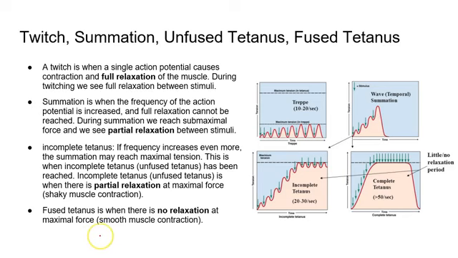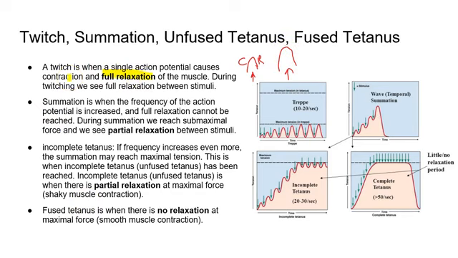Next, let's talk about the twitch, summation, unfused tetanus, and fused tetanus, which are different ways to produce tension. A twitch, of which you can see a graph here, is when a single action potential causes contraction and full relaxation. So when we have a single stimulus, a single action potential causes the contraction and relaxation. That is called a single twitch. So with one stimulus, we have full contraction and full relaxation.